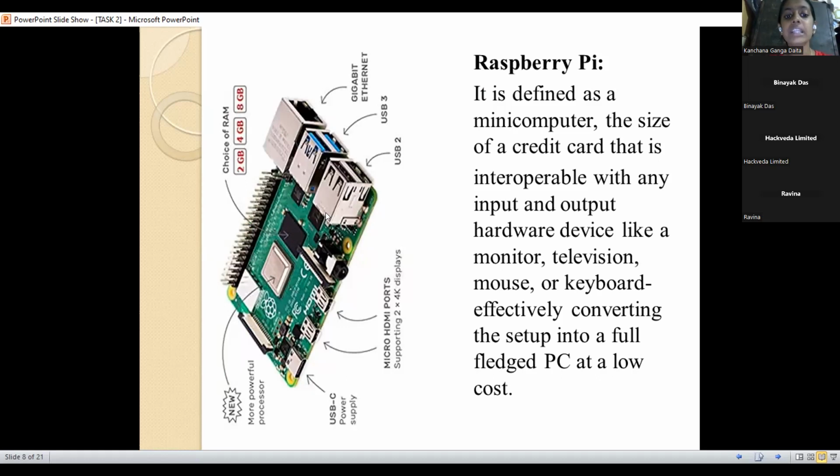It can monitor the system. It can be used as a television or a mouse. It has all the operations in it. Also, it comes with different sizes of memory like 2 GB, 4 GB, and 8 GB. It can have USB power supply, C power supply, and it also has 2x4 displays. So these are the USBs connected to it. It has a processor inbuilt inside it so that we can have PC applications by using this Raspberry Pi.